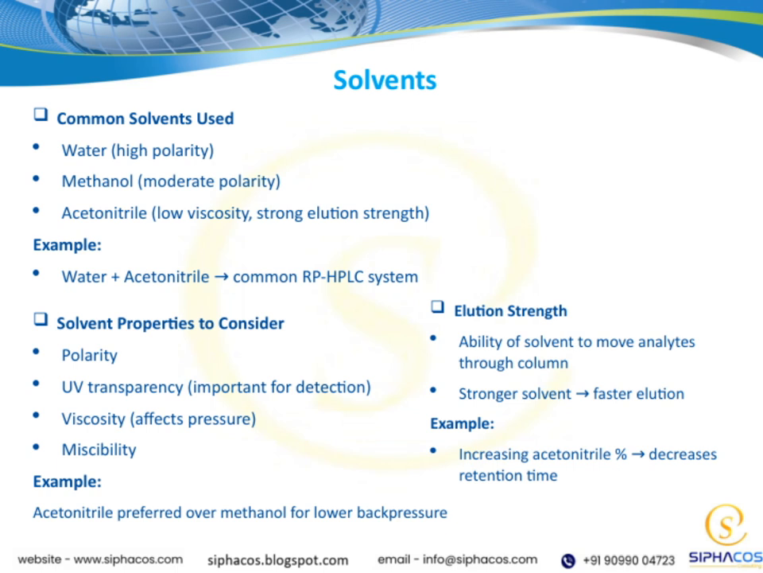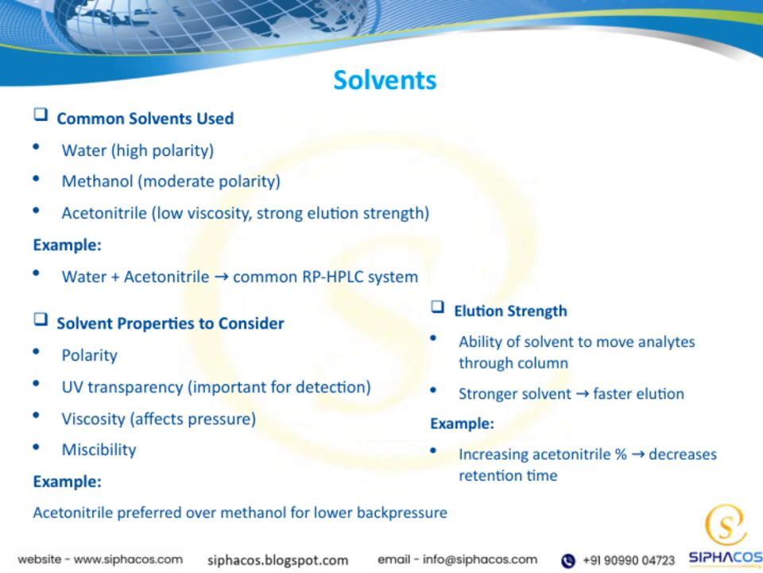Now, when choosing solvents, there are some common ones we use, each with different properties. Water has high polarity, making it useful for polar compounds. Methanol has moderate polarity, and acetonitrile is known for its low viscosity and strong elution strength. In fact, a typical reverse phase HPLC system often uses a mixture of water and acetonitrile to optimize separation.